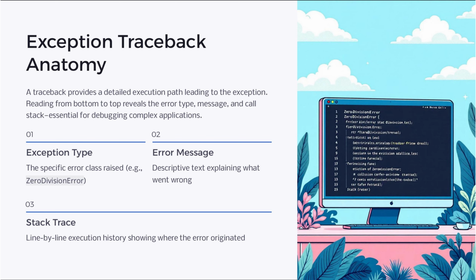A traceback is crucial for debugging, detailing the execution path to an exception. It includes the exception type, like ZeroDivisionError, an error message explaining the issue, and a stack trace showing the line-by-line execution history. Reading it from bottom to top helps identify where the error originated.